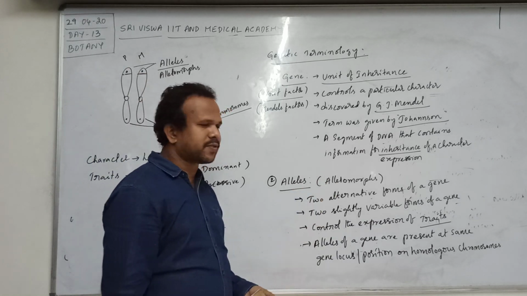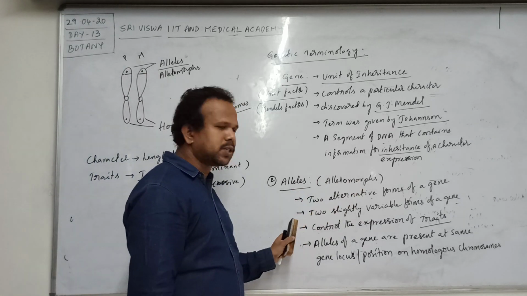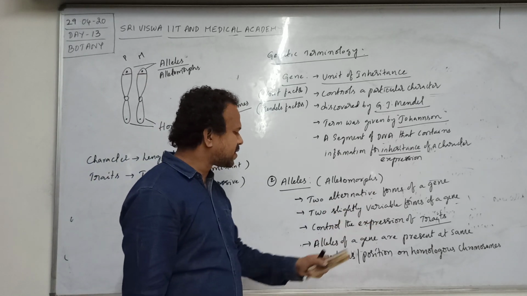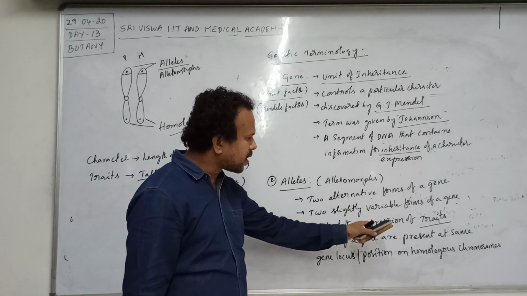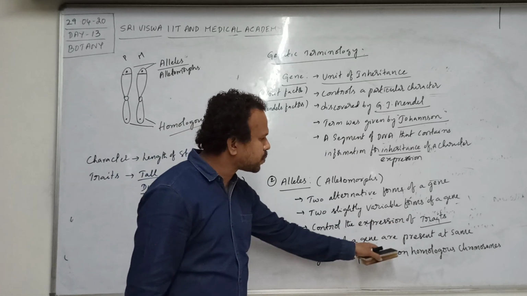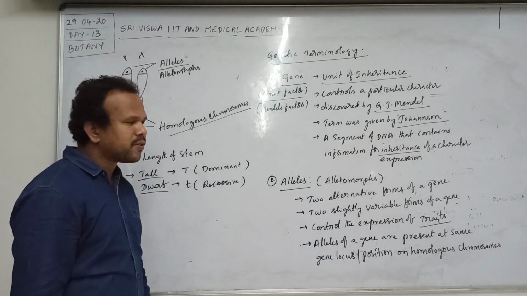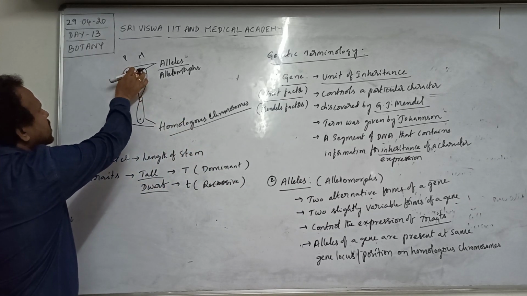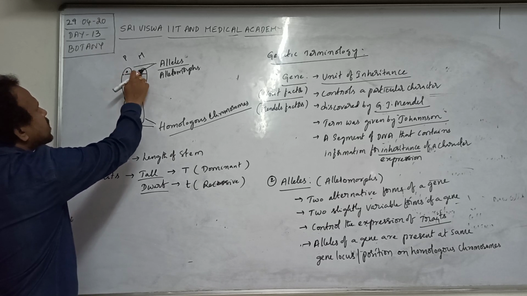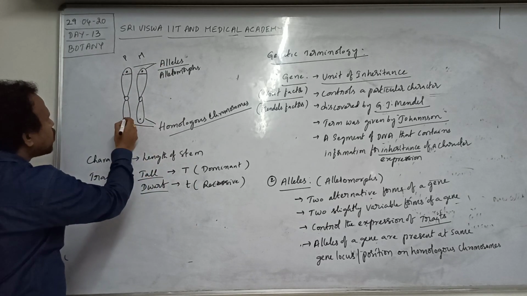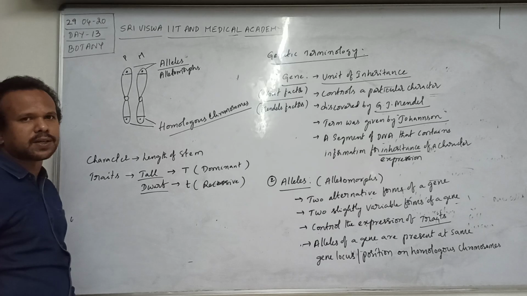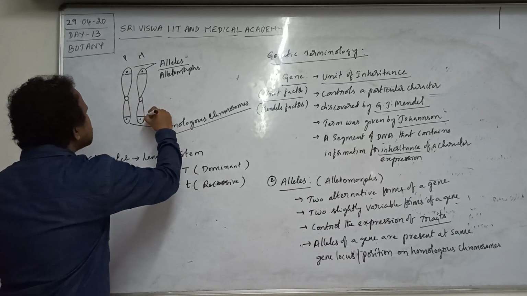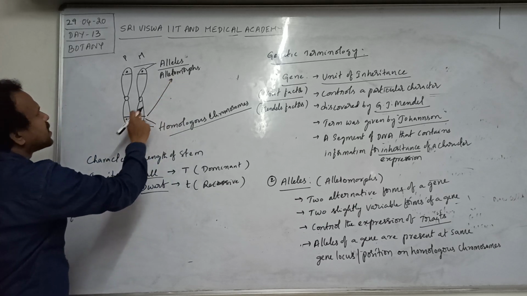Alleles or allelomorphs, two alternative forms of a gene, two slightly variable forms of a gene, control the expression of traits. Alleles of a gene are present at the same gene locus or position on the homologous chromosomes. For example, say these two are the homologous chromosomes. Which two genes are present at the same place? These two alleles are present at the same place. So generally, if these two are the homologous chromosomes, these two are considered as alleles.